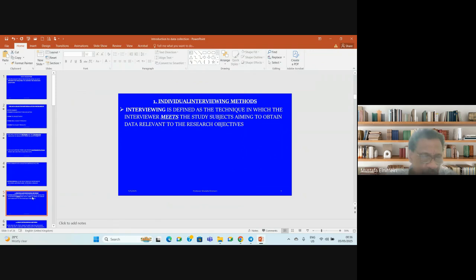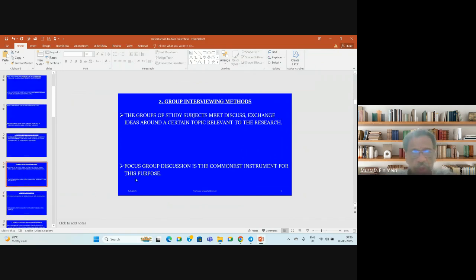the research objectives. We can also talk about group interviewing methods, where groups of study subjects meet together to discuss and exchange ideas around a certain topic relevant to the research and in which the researcher is interested to generate important data about it. Focus group discussion is the commonest instrument for the purpose of generating data from a group of individuals.